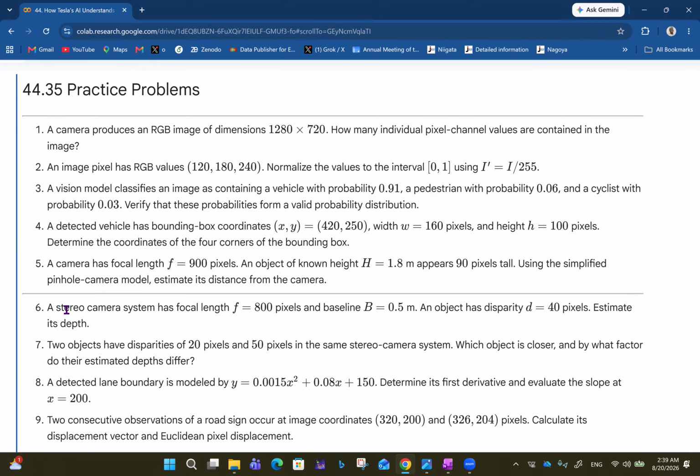Problem 6 says a stereo camera system has focal length f of 800 pixels and baseline b of 0.5 meters. An object has disparity d of 40 pixels. Estimate its depth. So I'll be taking care of that. So the next problem to solve will be 14.